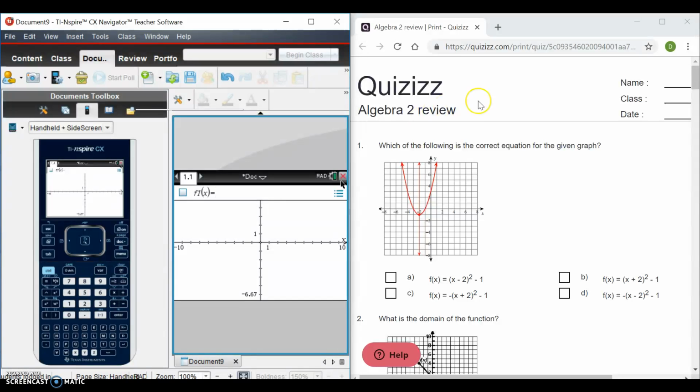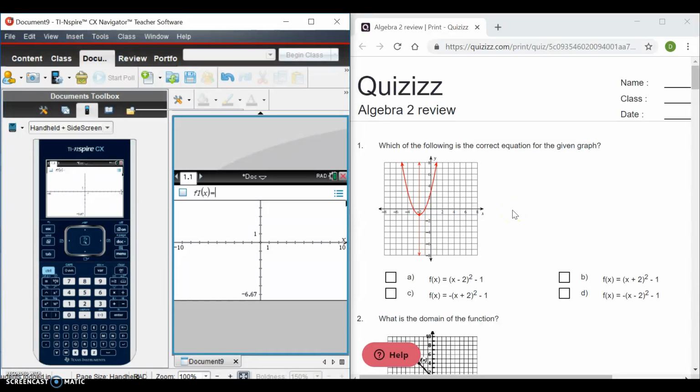So anyways, I wanted to go over the review. I wanted to give you a review today to help you get ready for your ACP. So I created my own little review here. It says, which of the following is the correct equation for the given graph?